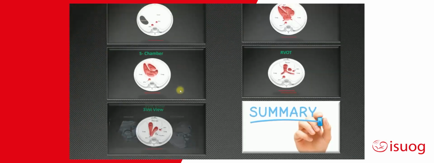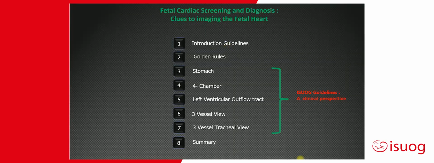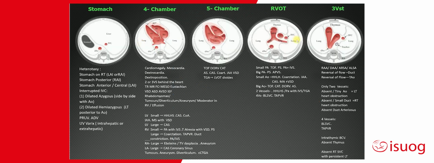So in summary, I've covered a lot of ground here, but I'm hoping that if you apply the 15 golden rules along with an understanding of the sentinel cardiac abnormalities and what you can see section by section, I think you will move a lot closer to improving your detection rate of cardiac abnormalities.